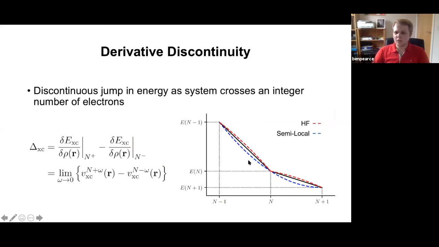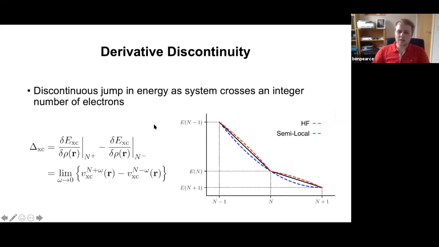As I said, the common semi-local or local approximations yield a very convex curve that doesn't actually have a derivative discontinuity. This error is largely due to self-interaction errors and is commonly known as the delocalization error. Hartree-Fock, or something like any non-local functional really, will yield the opposite. And it actually will yield a derivative discontinuity, unlike the local and semi-local approximations.